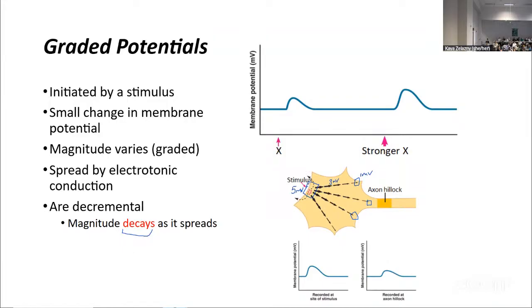So it might be a big or small stimulus. It's going to spread across the cell, but it's going to get smaller and smaller in its effect as we get farther and farther away. This spread is happening through electrotonic conduction. That's going to be our formal term.